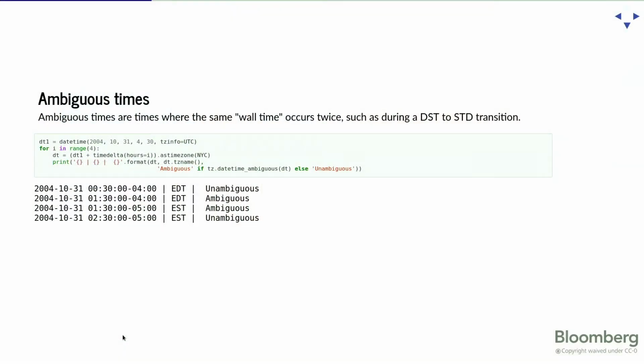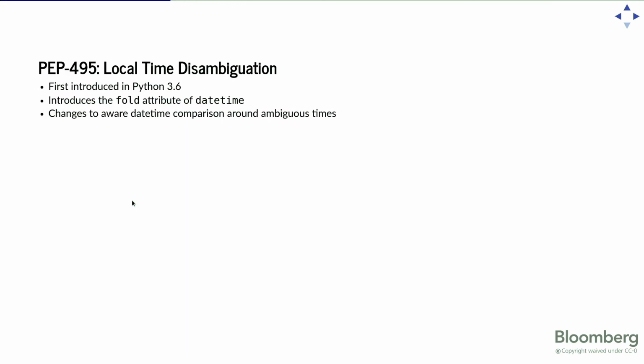That's an example of an ambiguous time. So ambiguous times are when a wall time occurs twice. So this happens during a daylight saving time to standard time transition, but it can happen at other times as well. And here's just an example of some ambiguous times, right? Now I've represented two different times that are both 1:30, and they're differentiated just by their offset. So how does this work?